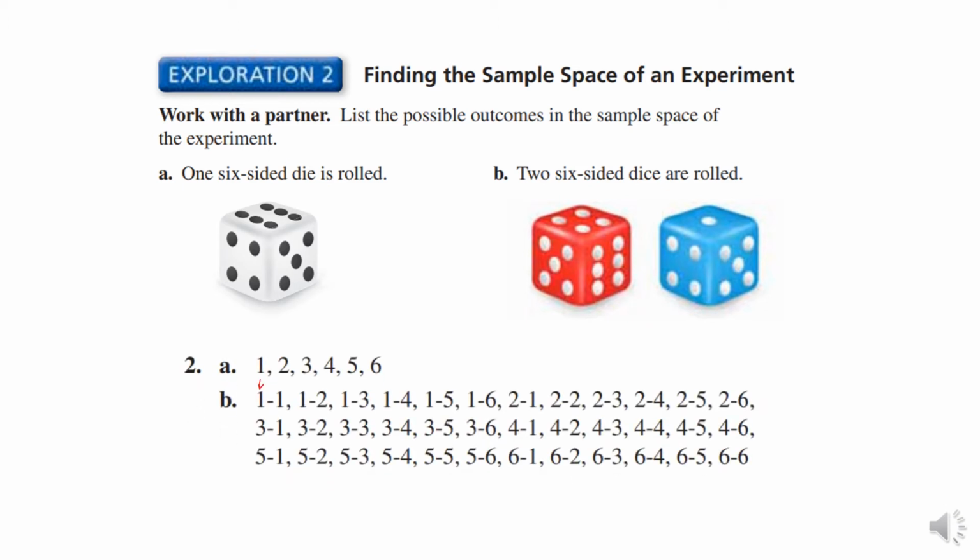This is the first die, and this is the second die. So we're going to put 1 and all of the possible outcomes for die 2. Okay? Then we would put 2 for the first die, and then all the outcomes for die 2. So you can see there are a lot more possible outcomes once you add the second die.